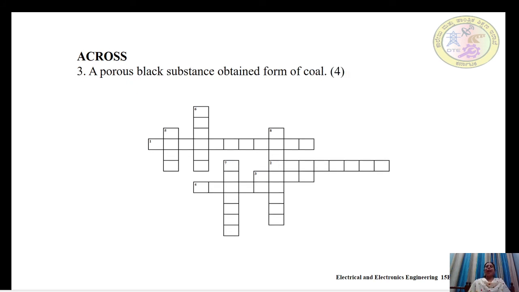We'll pass on to the next question. A porous black substance obtained from coal. A porous black substance means it is a final carbon-rich solid material. What is that product? A porous black substance obtained from coal. Think over it. So what is that word? A porous black substance will be coke, C-O-K-E.